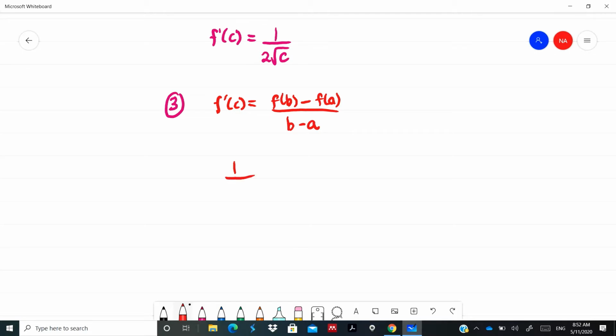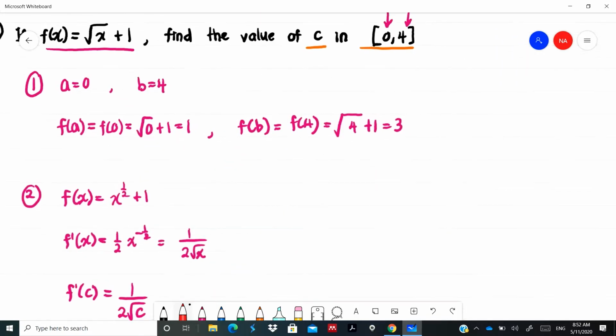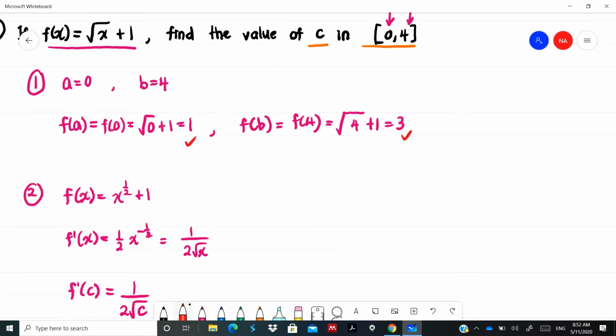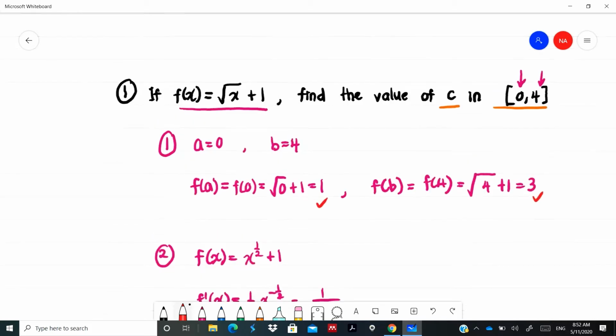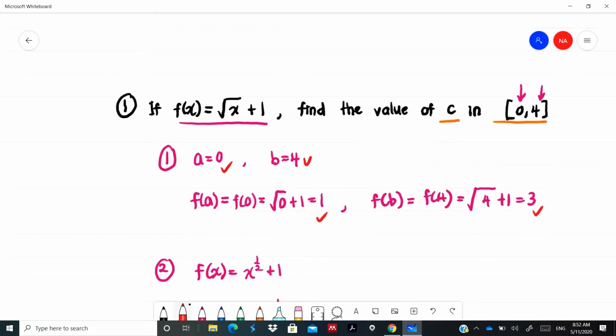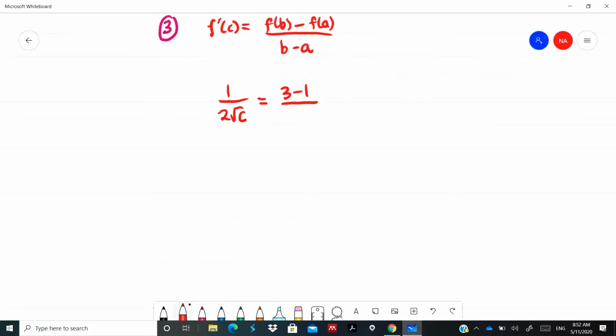So we'll have 1 over 2 square root of c is actually given by f of b minus f of a, so 3 minus 1, over b minus a, so we'll get 4 minus 0. This will be 2 over 4, which is 1 over 2. So we have to simplify the equation: 1 over 2 square root of c is actually equal to 1 over 2.